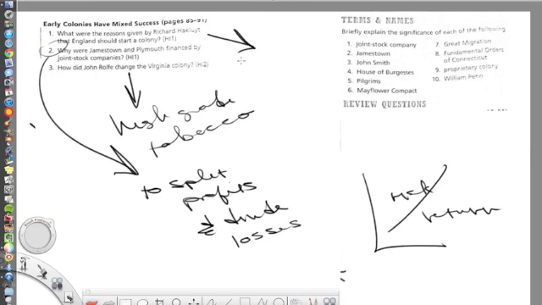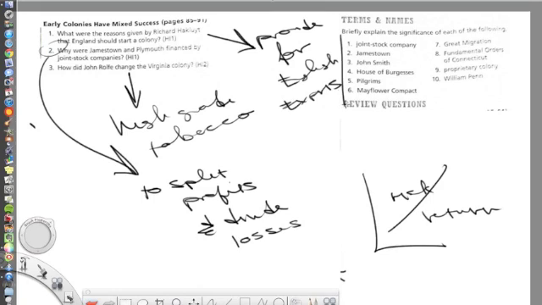But number 1 is, what were the reasons given by Richard Hakluyt that England should start a colony? And let's just conclude it by saying it was to provide a market for English exports and also to plant the seed for the Protestant faith in America. So to provide for English exports. And so this concludes the assessment.